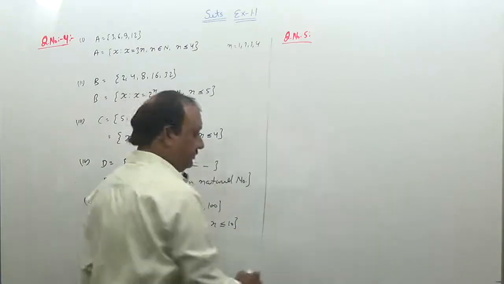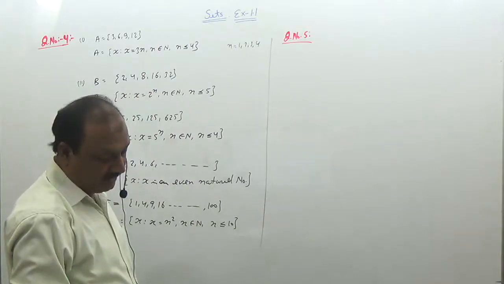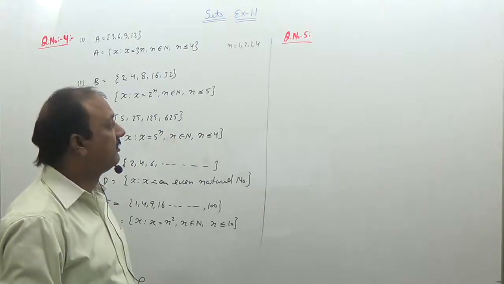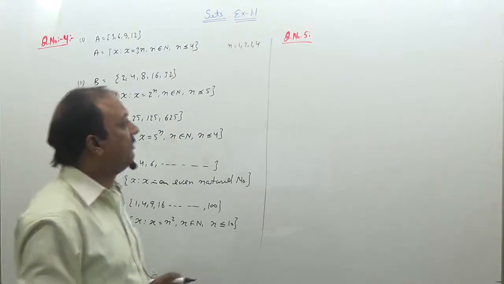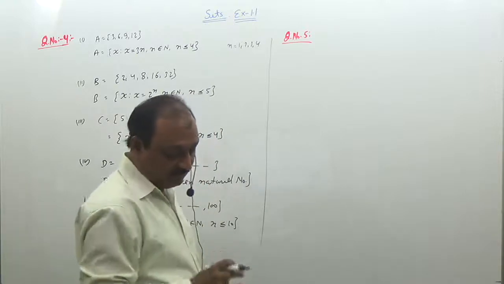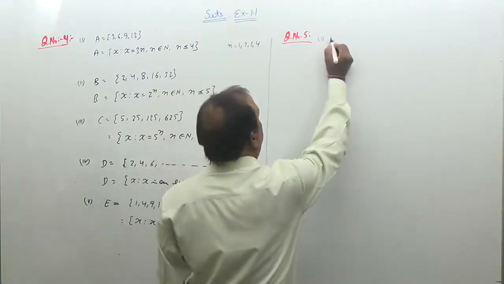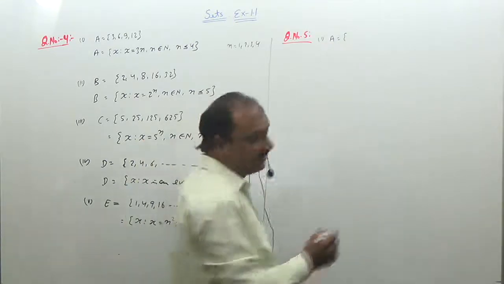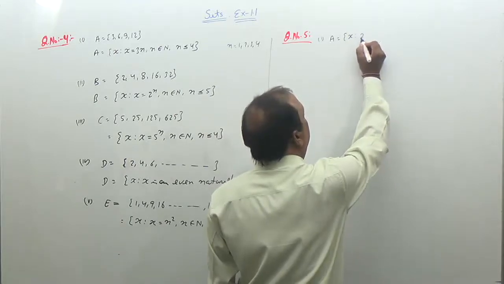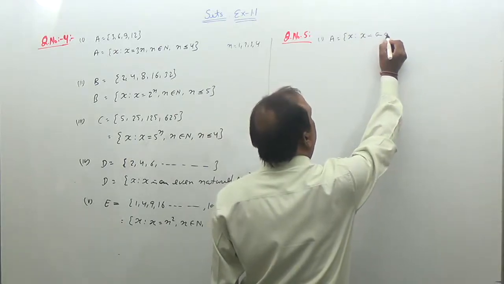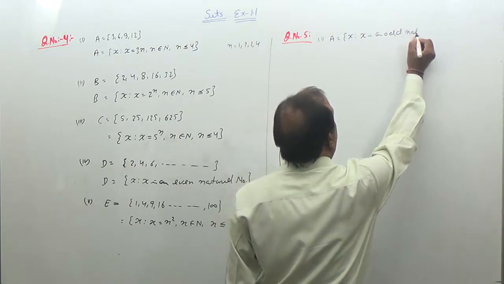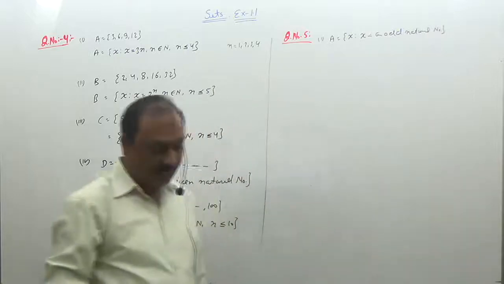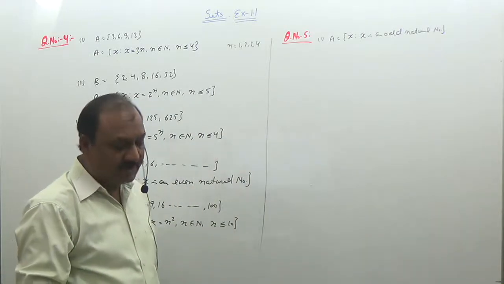Question 5: list all elements of the following sets. Once again, the given form is the set builder form, and write down the given set in the roster form. First set, A. A is the set of elements x such that x is an odd natural number. So A is the set of odd natural numbers.